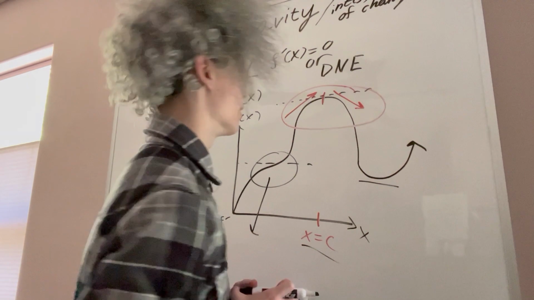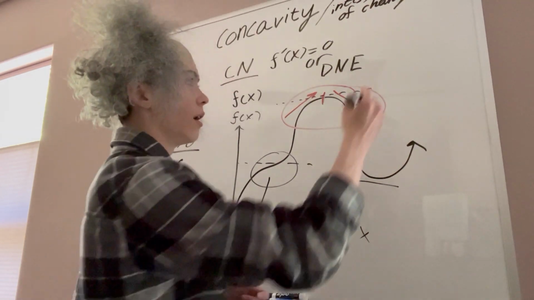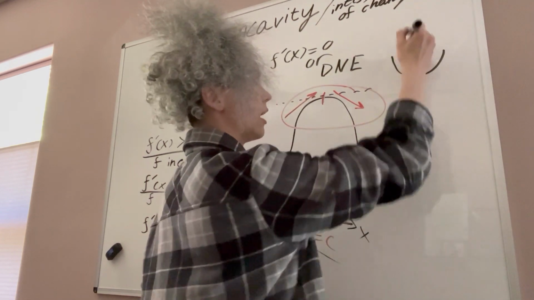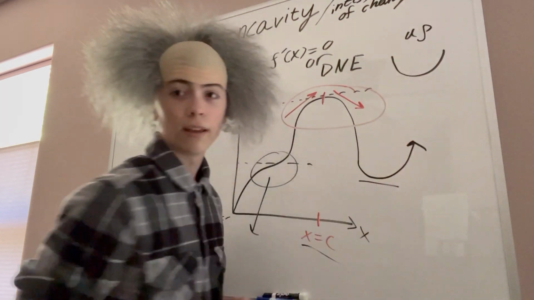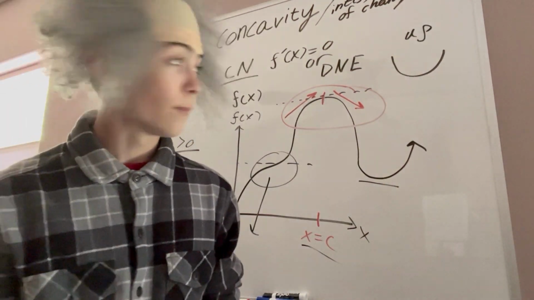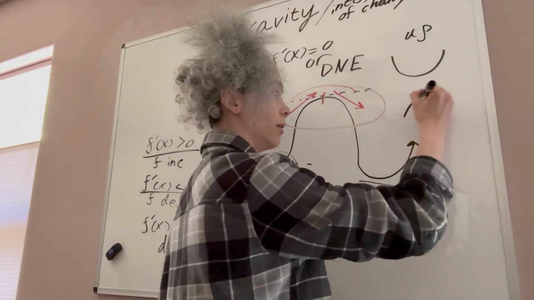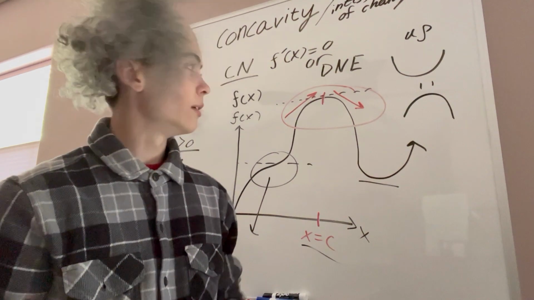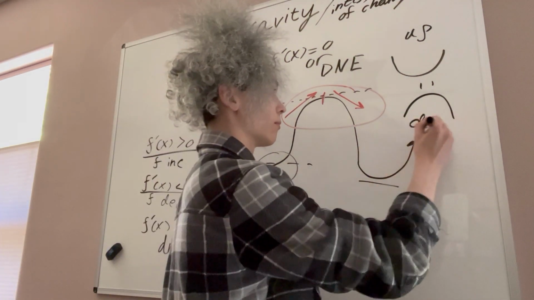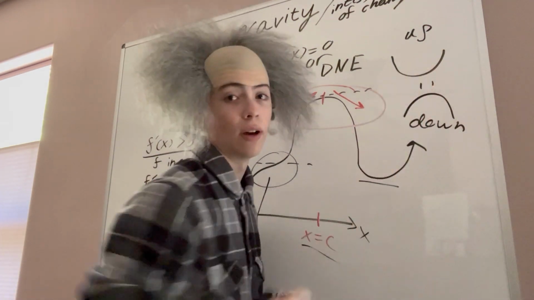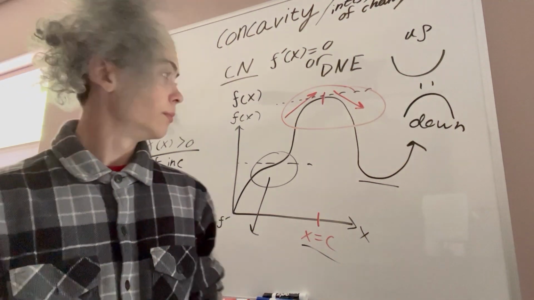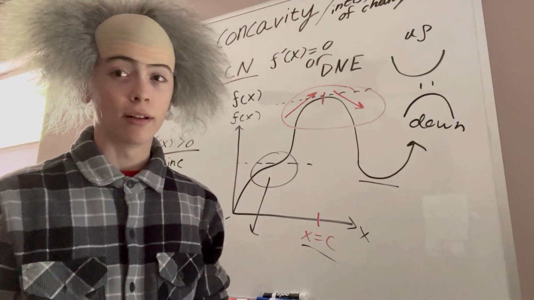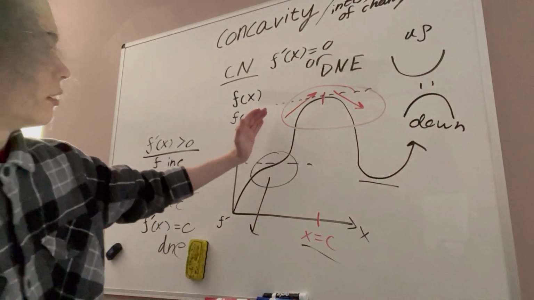A little roughly, because I'm not the best drawer, but concave up is going to look something like this. Concave up looks like a cup, right? Concave down looks like a frown, right? That's concave down, that's concave up, right? So, and this is kind of just a general behavior. Concavity can look like a lot of different things, but here you see what's happening.